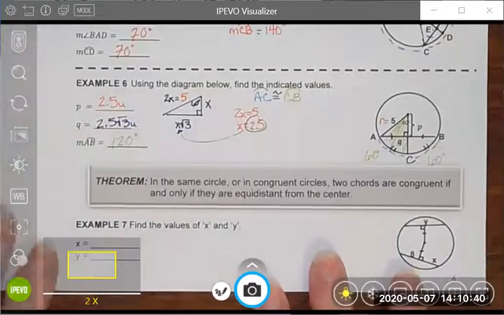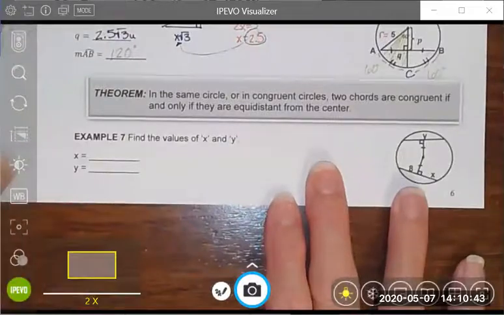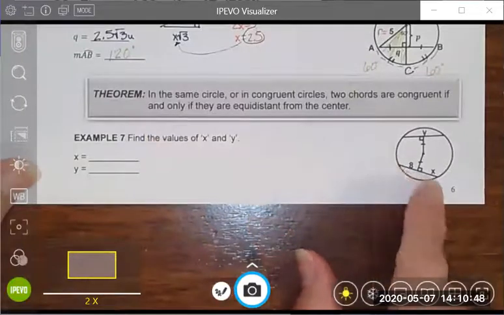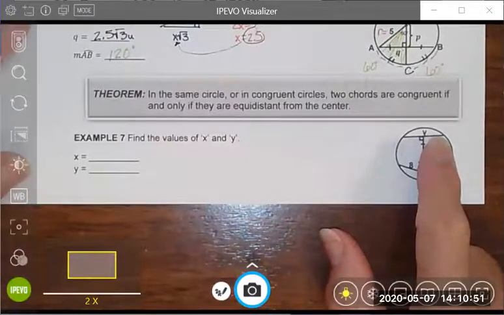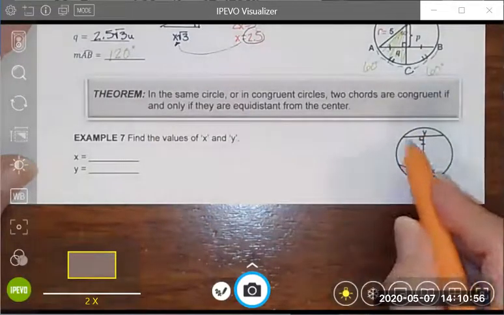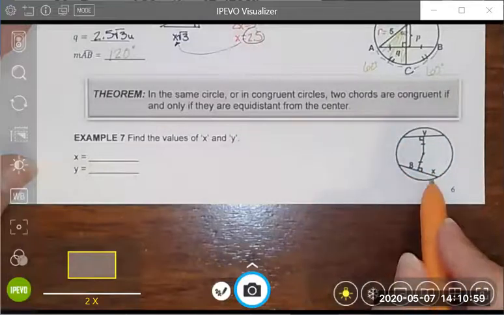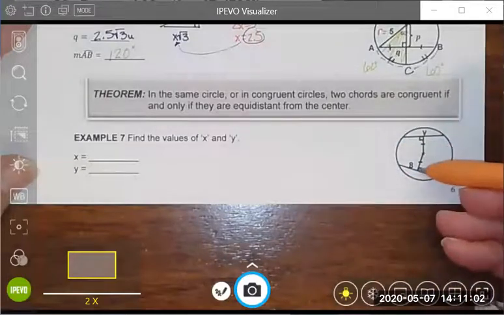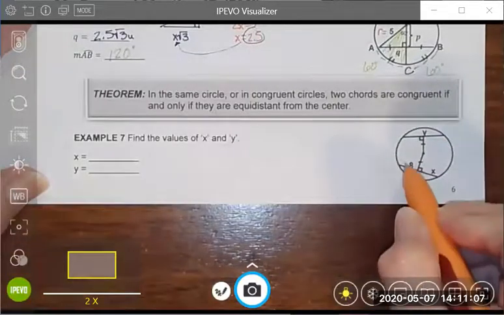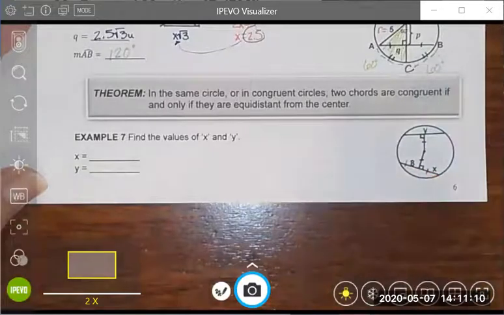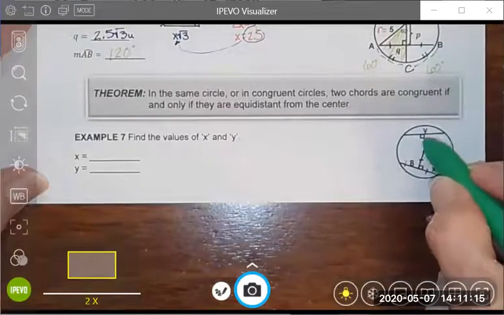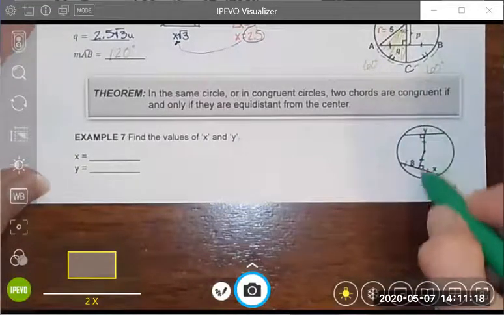All right, last one, I promise. This theorem is wild. This theorem tells me that in the same circle or congruent circles, two chords are congruent if and only if they are the same distance from the center. So I look at this. First, I recognize that they are both perpendicular bisectors. They are perpendicular chords to a diameter, or what could be a diameter. So that means this guy is congruent to this one. And in this chord, it's perpendicular, and the radius could be a diameter.